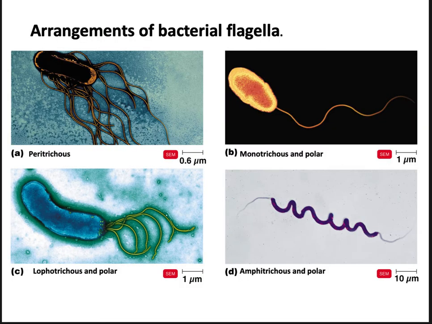So here are those arrangements I told you about. So Perry Hairy has flagella all over, so peritrichous. Mono and polar means just a single flagellum at one end. Amphitrichous and polar means two, and the two are at the ends. And then lophotrichous and polar means a tuft.